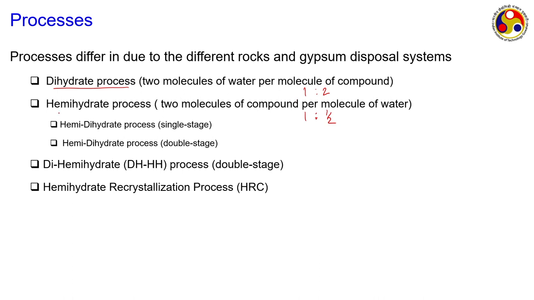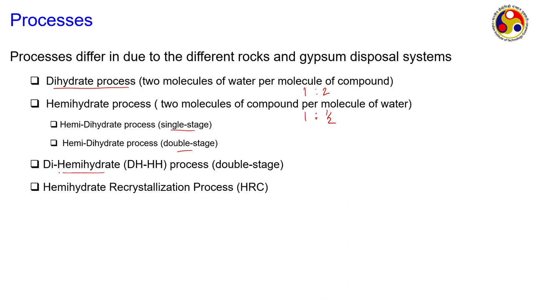Now this hemihydrate process, sometimes they do it in a single stage, sometimes in double stage. It depends, but to reduce the cost, most of the industries now adopt the single stage process. Single stage means the digester I'm talking about. Whether single stage, two stage or three stage, we are talking about the digester.